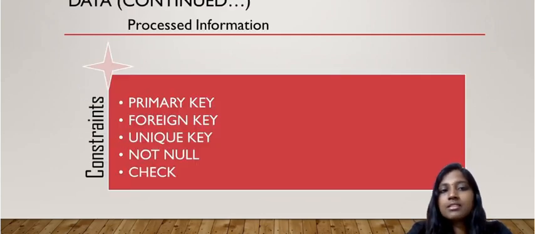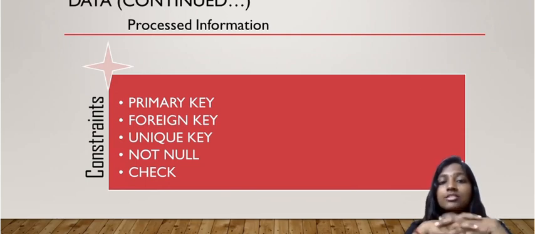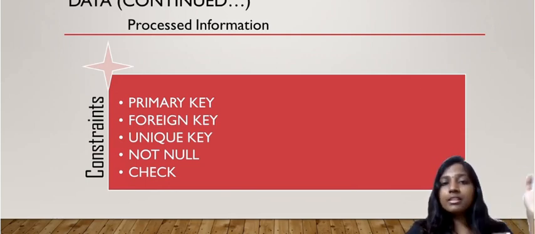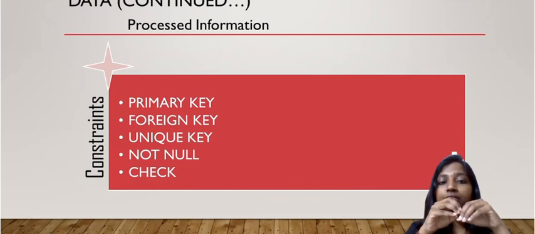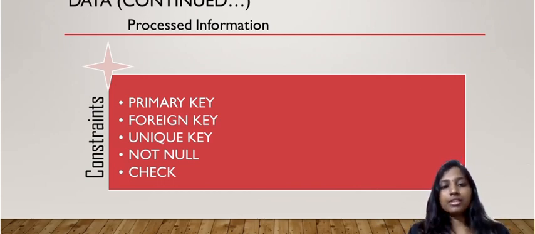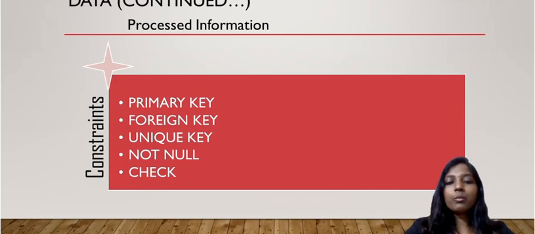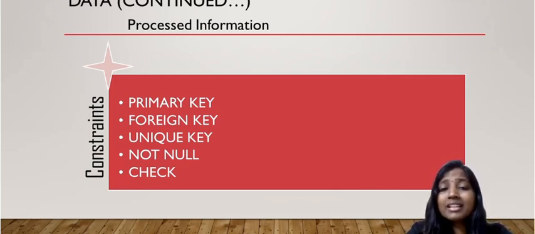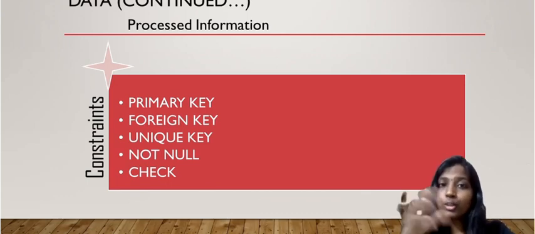The next thing is constraints. The second topic, constraints. So we've already seen about the data type. Now what we're going to see is data constraints. These are the 5 important data constraints: primary key, foreign key, unique key, not null, and check. We'll see one by one. These are very important because data types are going to express what kind of data you're going to populate inside that particular column.